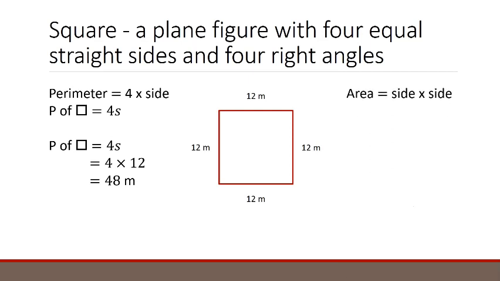For the area, it's simply side times side, or S squared. So we write the formula, substitute for S, 12 squared is 144 metres squared. And at this point, just look at the units. For perimeter, it's metres because it's a distance. The units for area is metres squared, and we write it with an m and a superscript 2.